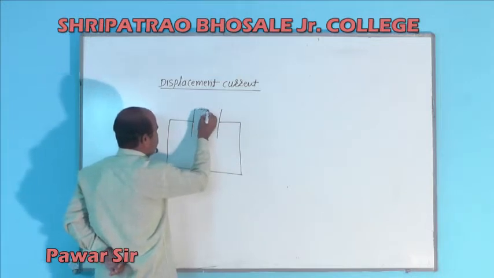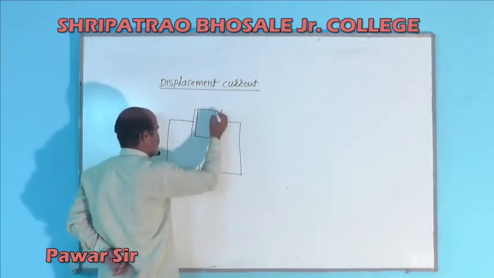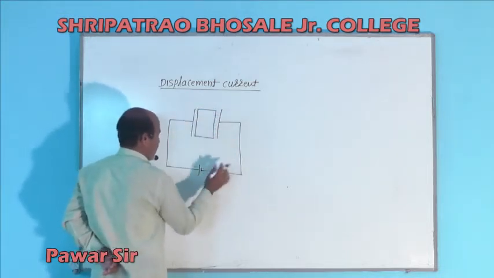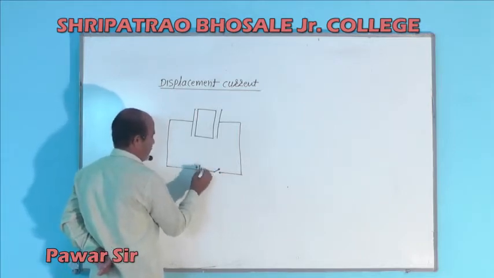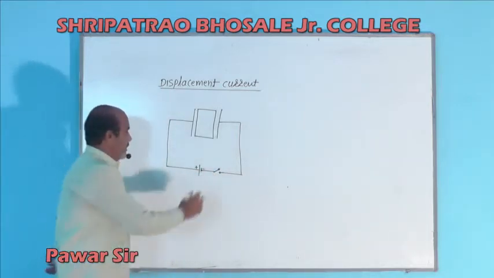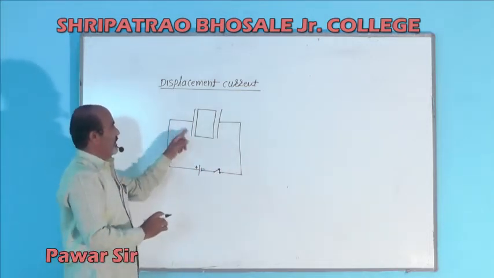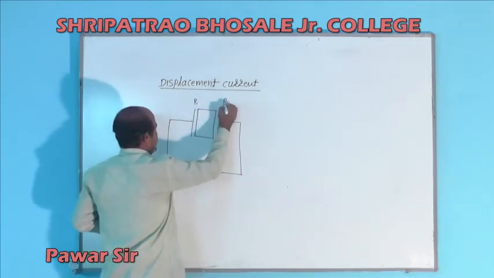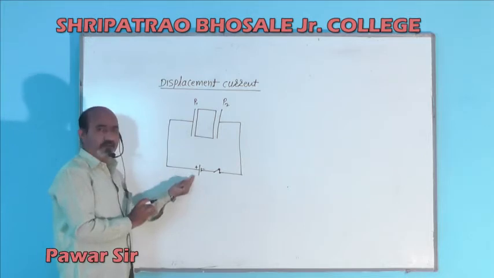And a dielectric is inserted between plates, along with a key. When key is pressed, this plate P1 and this plate P2. So P1 acquires positive charge from the battery.